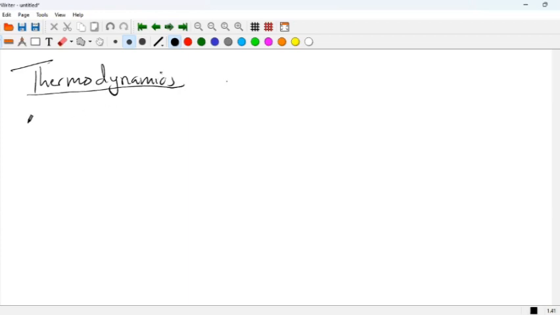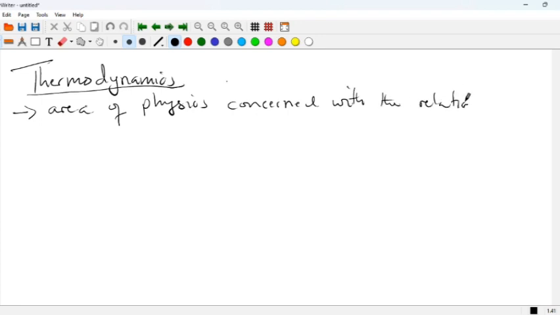Under thermodynamics, it is important for us to understand that this is the area of physics that is concerned with the relationship between heat and work.